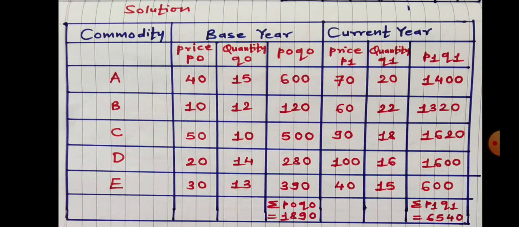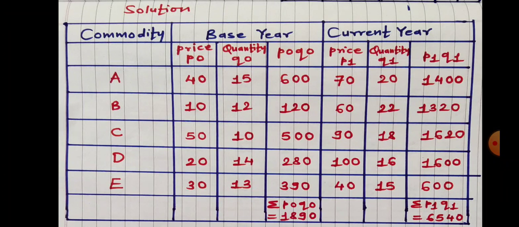Now what is the solution for this? Here we have to add additional columns in the base year as well as in the current year. In the base year we have to add the column of P0 Q0, and in the current year we have to add the column of P1 Q1. Okay, so one column we added in the base year, that is P0 Q0.